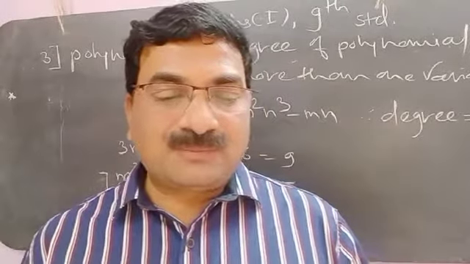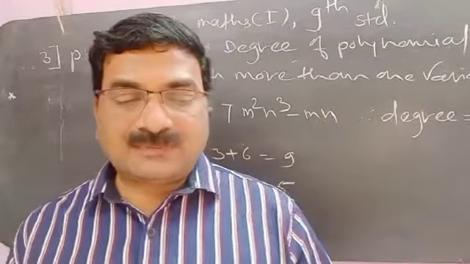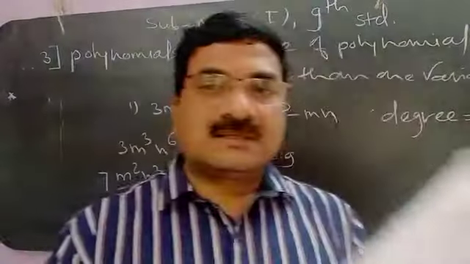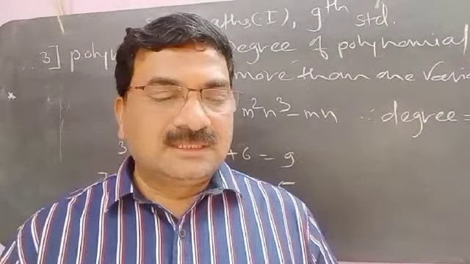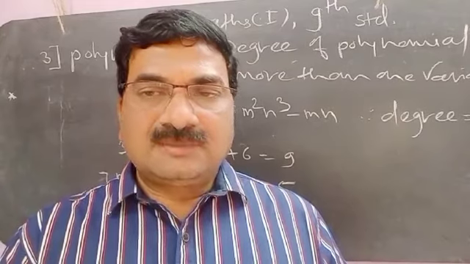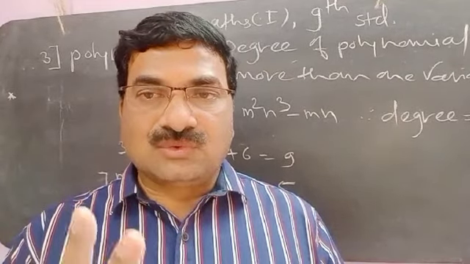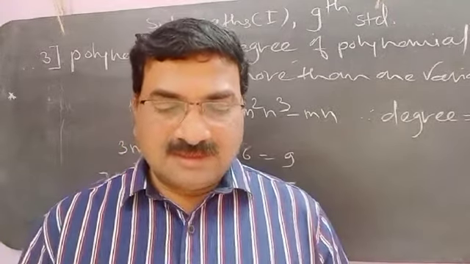Then types of polynomial based on degree. The chart is given there. Write that down in your notebook. Already it is given there, only you have to write it down. Degree is 1, linear polynomial. If degree is 2, quadratic polynomial. Quadratus means 2. Cubic polynomial, degree is 3.